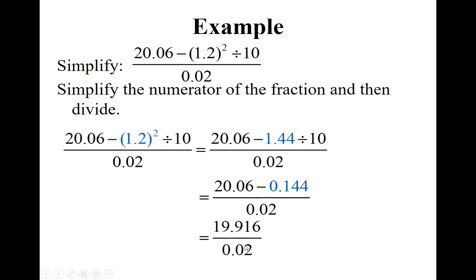So finally, we're dividing. We would have to move the decimal point 2 to the right so that we're dividing by a whole number, so that we're dividing by 2. That would be 1,991.6 divided by 2, which is 995.8. So feel free to check any of those operations with decimals. The more practice you get, the better.